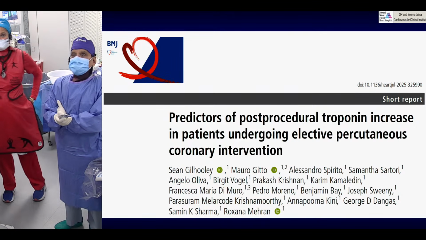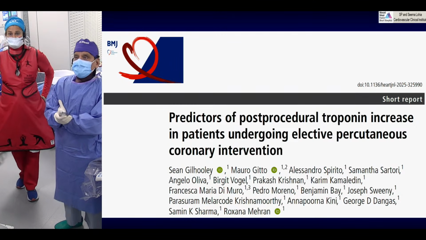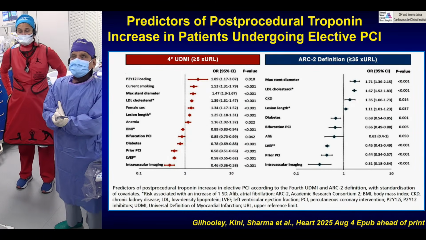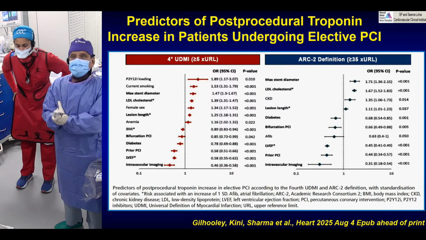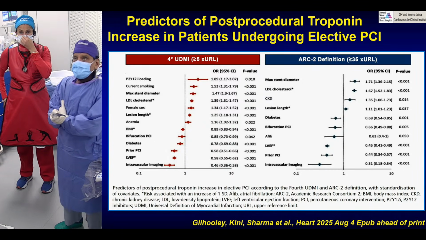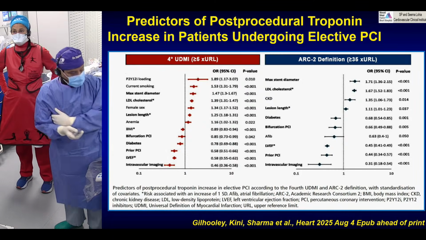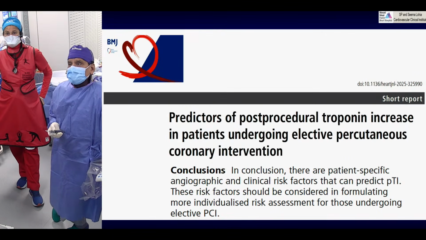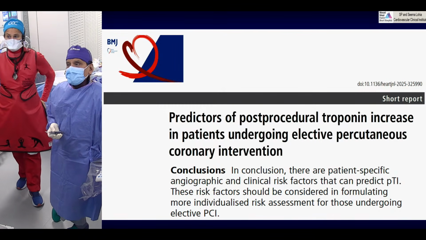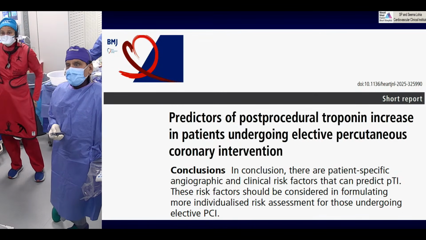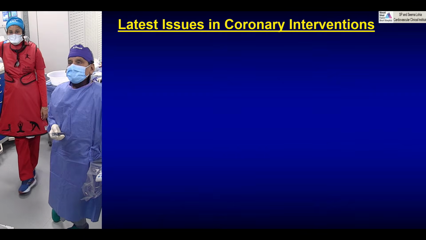Then we have the last paper in the BMJ, on predictors of post-procedure troponin increase in patients undergoing elective PCI. Whatever definition you use, it is usually clinical factors and angiographic factors that determine which patient should have troponin elevation, so that you can strategize which patient should be observed versus discharged home. In conclusion, there are patient-specific angiographic and clinical risk factors that can predict positive troponin. These risk factors should be considered in formulating a more individualized risk assessment for those undergoing elective PCI.